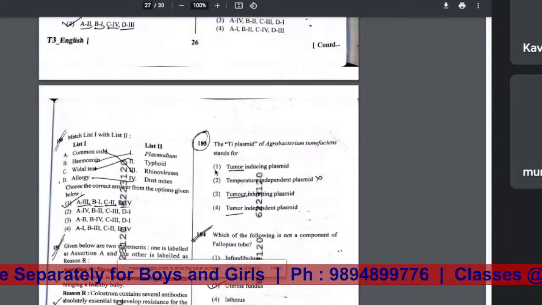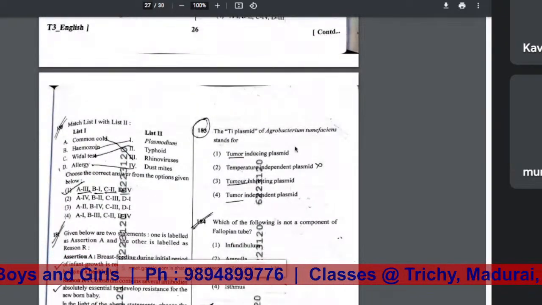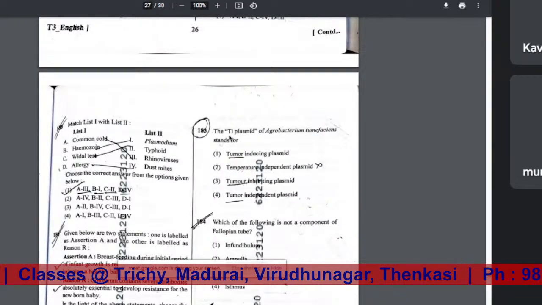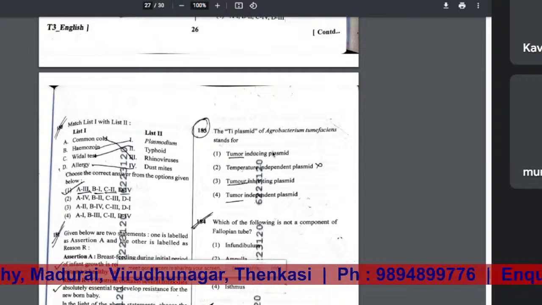So now moving on to the next question, 183. The Ti plasmid of Agrobacterium tumefaciens stands for, the Ti here stands for tumor inducing. So tumor inducing plasmid is the first option.